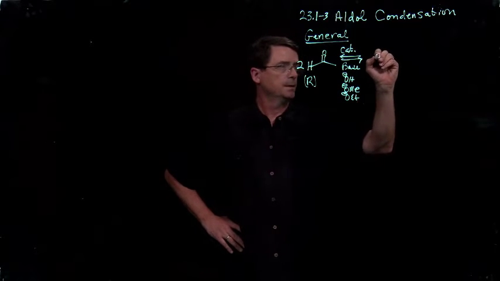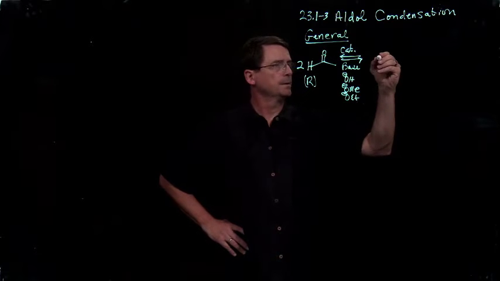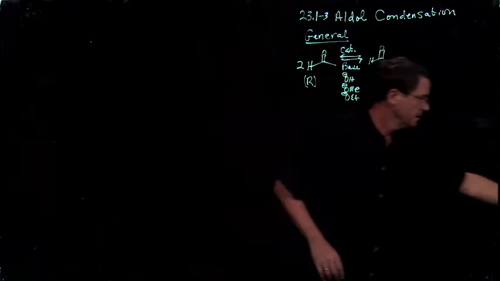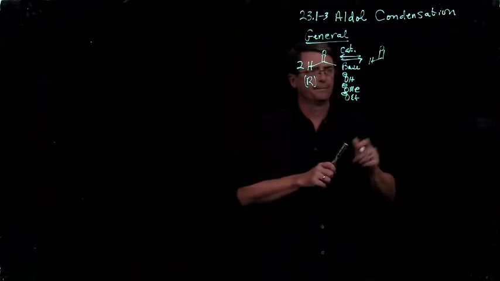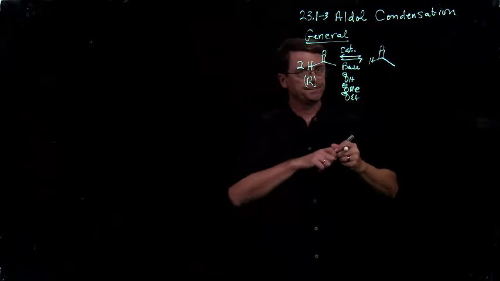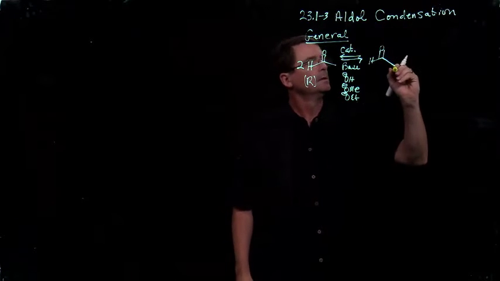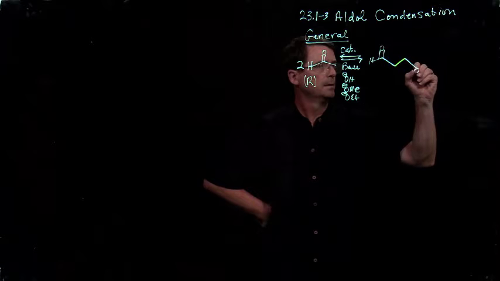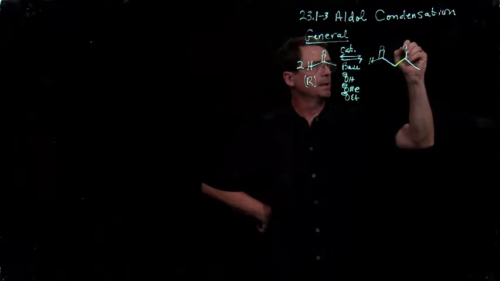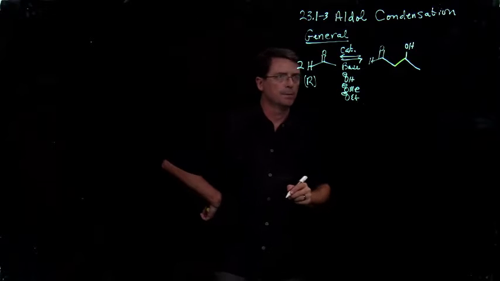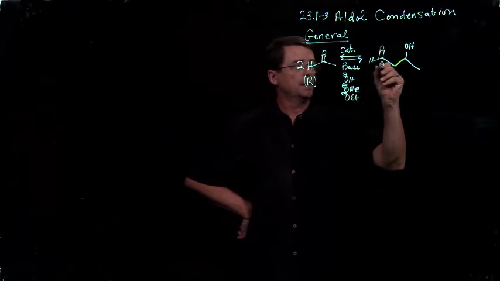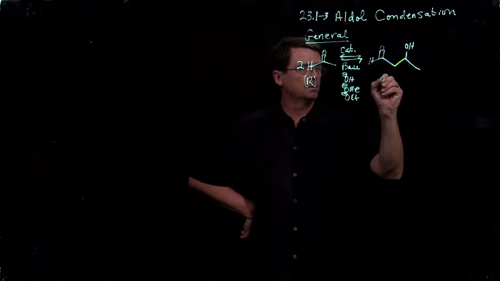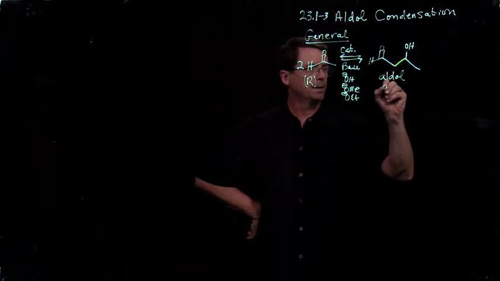and the product is, and I'm going to draw this in a particular orientation so that you can see, there's the aldehyde that I started with. Here in yellow is the new bond that we formed. Again, the two carbons of the aldehyde, and we make an aldehyde, and it has a beta hydroxy, so an aldol. This is the aldol product.